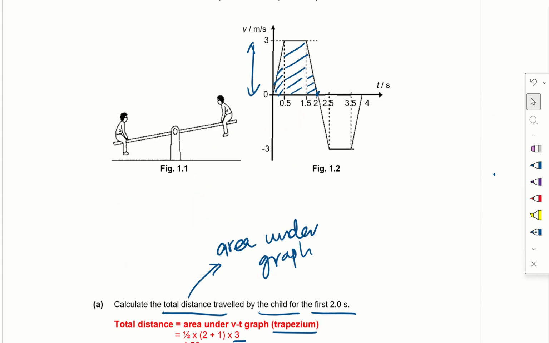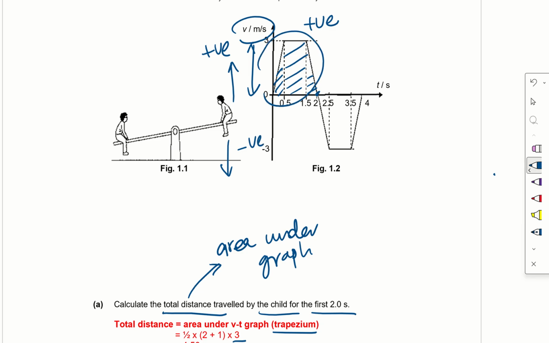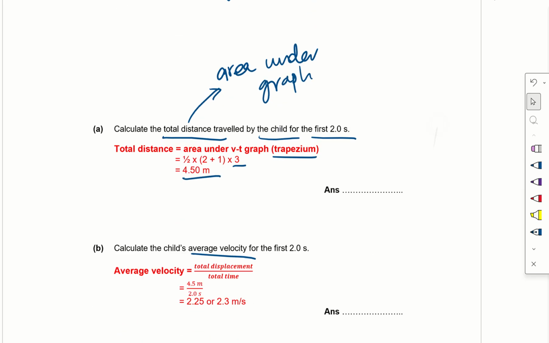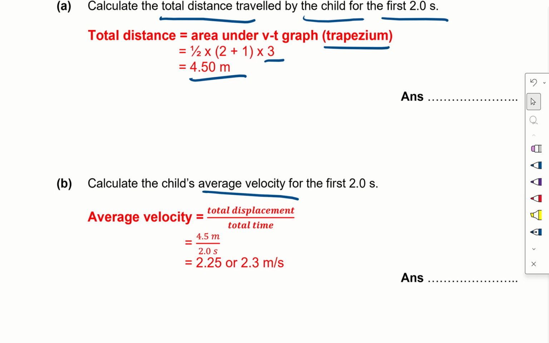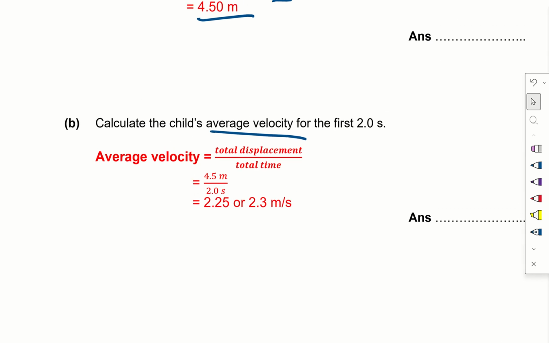So did the child actually go back to its original position? That is the point. We see that the velocity here is actually positive, right? And if we say up is positive, then down will be negative. So this part is where he is actually going up, because I define positive to be up. Then over here you see that everything below is negative. The velocity is negative. That means over here it is actually moving downwards. So the total displacement is actually 4.5, as what we have calculated above, and the total time taken is 2 seconds. So this is your answer for B.